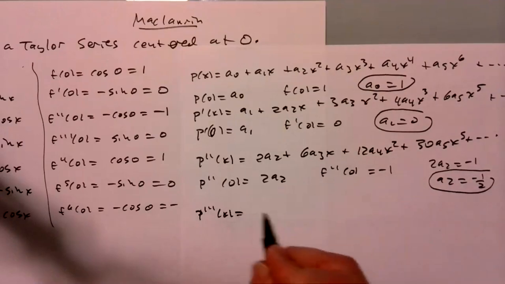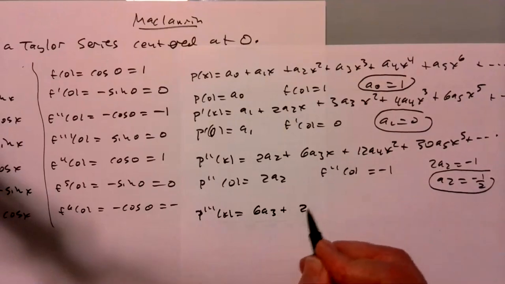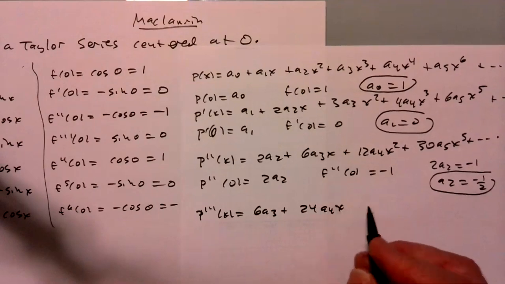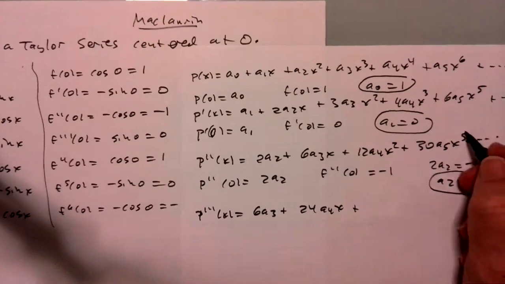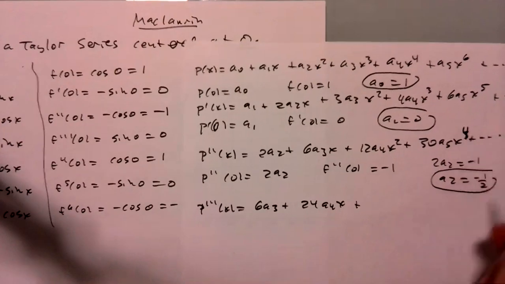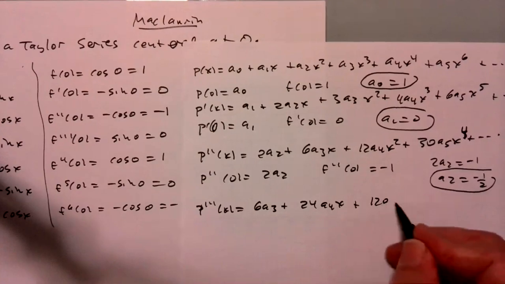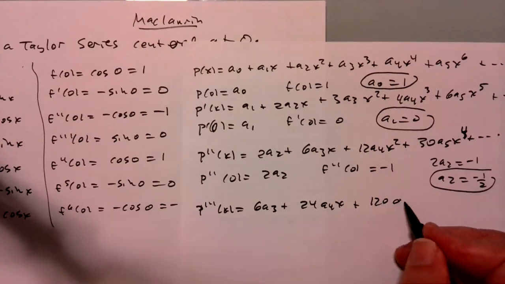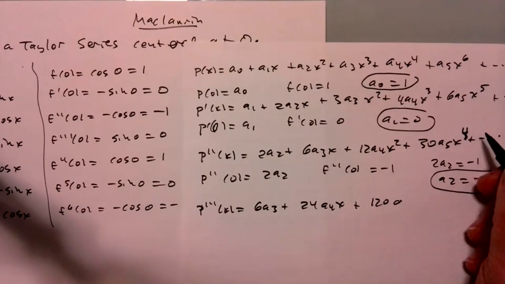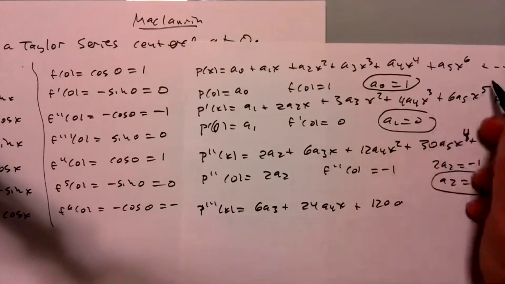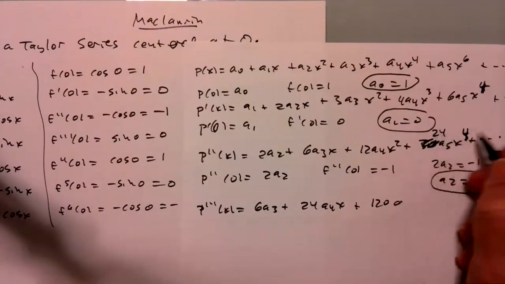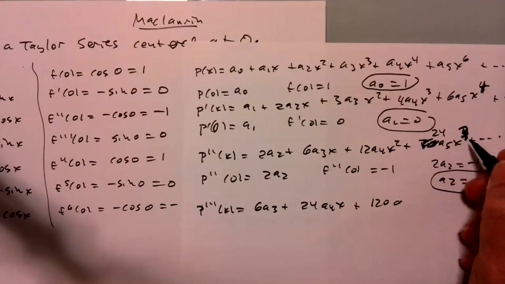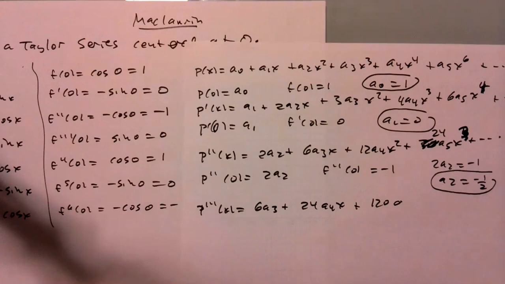P triple prime of x is 6a3 plus 24a4x plus, this I think should be a 4. I made a mistake there. 4 times 30 is 120. That's a 3 is what it is. 1, 2, 3. This should have been a 4. So this should be 24a5x cubed. Sorry about that. A lot of moving parts here. Anyway, we're going to cut to the chase.